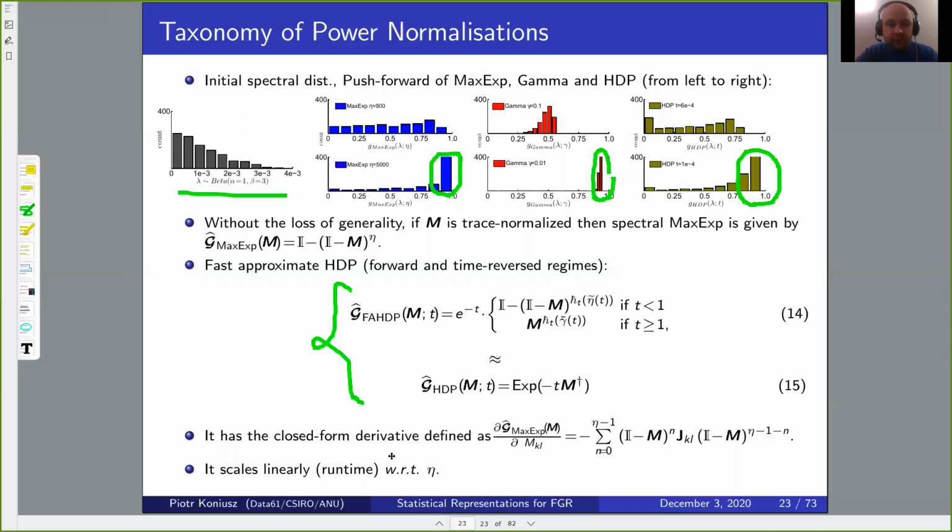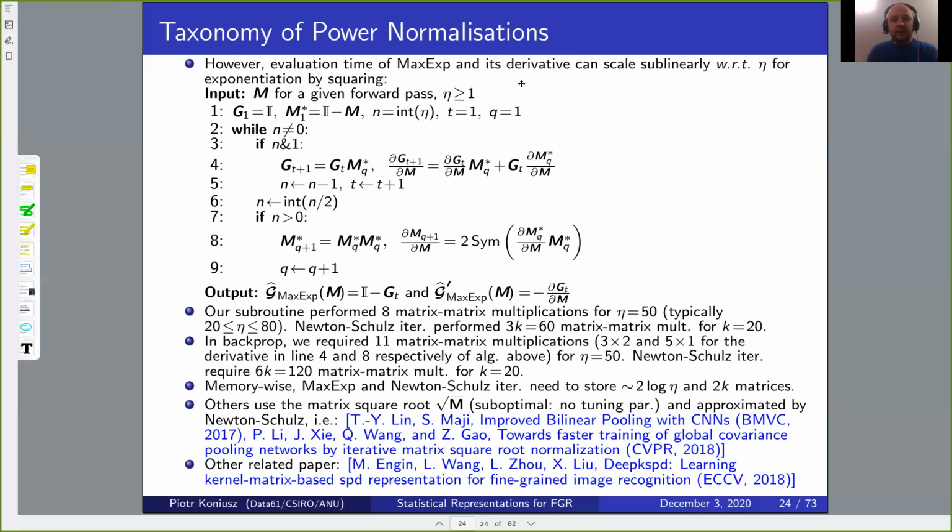And in our paper, we show that those two things are essentially very close to each other. Now, the important observation for end-to-end systems is that the spectral max exp has a closed form derivative, and it scales linearly with respect to parameter eta, which is good because it means we don't need an SVD to compute backprop. But actually, we have shown that max exp and its derivative scale sublinearly with respect to eta if we use exponentiation by squaring. So this is the algorithm over here. This algorithm essentially utilizes the fact that matrix exponentiation can be computed using the tree structure. So it has the complexity that is log eta, which is sublinear.